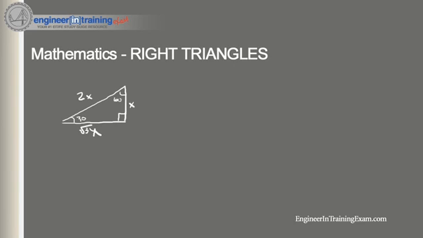So let's put this in a form. Let's say we have x. This is the shorter leg. That tells us if the shorter leg is equal to x, then square root 3 times x is going to equal the longer leg. And 2x is going to equal the hypotenuse.